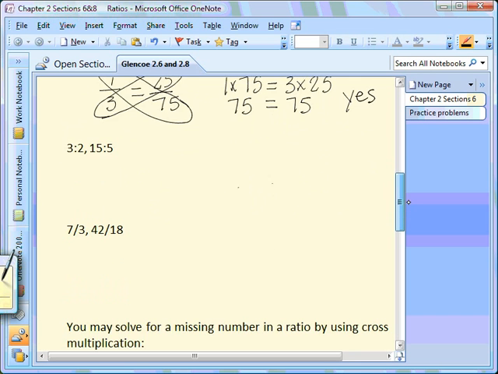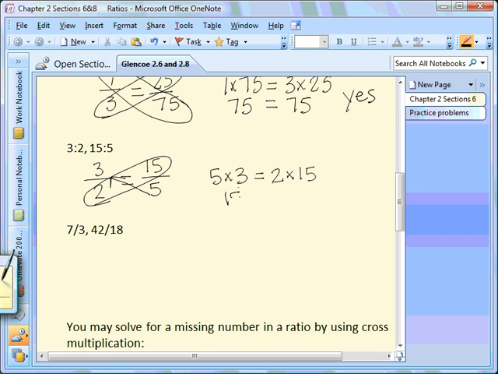Let's try another example. If we have the ratio 3 to 2, which would be the same as saying 3 over 2, we're going to check to see if it's equivalent to the ratio 15 out of 5. Again, we're going to use cross multiplication. So we're going to take the 5 and the 3 and put it on one side of the equation. We're going to take the 2 and the 15 and put it on the other side of the equation.